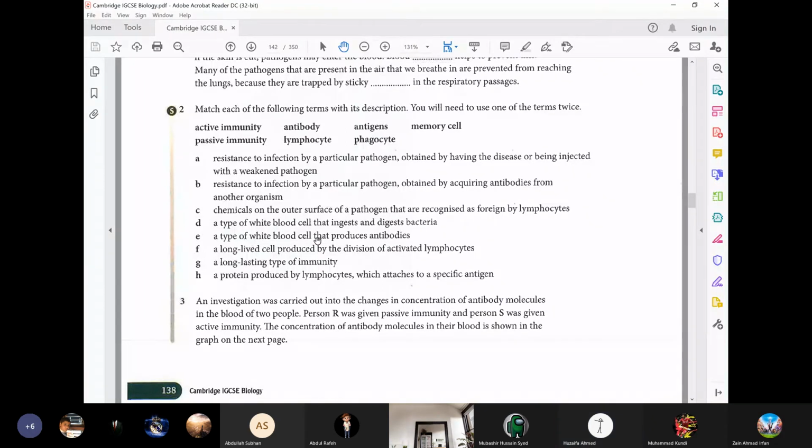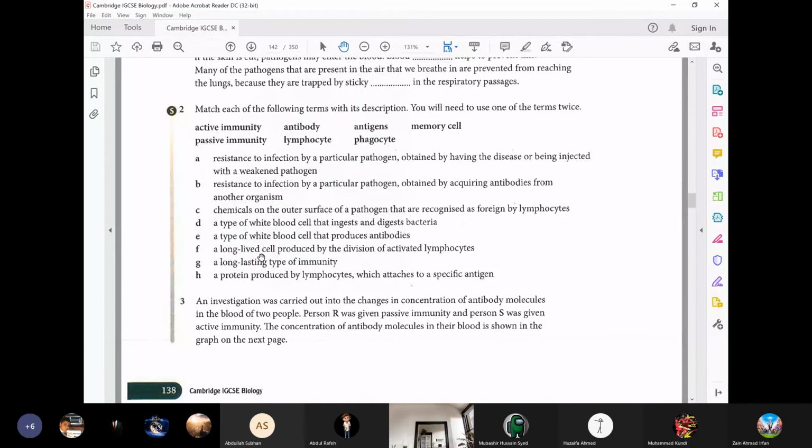A type of white blood cell that produces antibodies. Lymphocytes. Very good. We learned that lymphocytes produce antibodies. Right, boys?